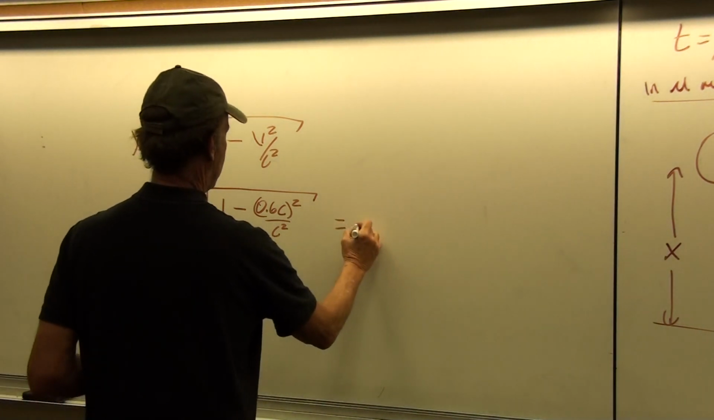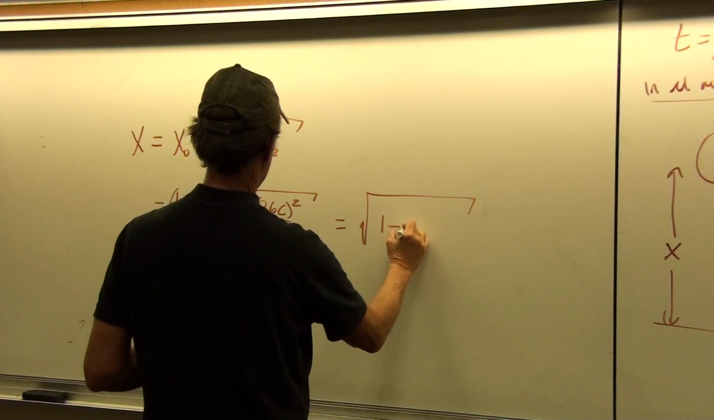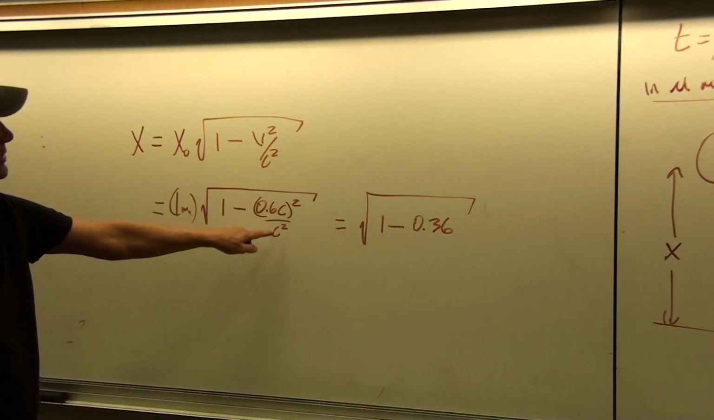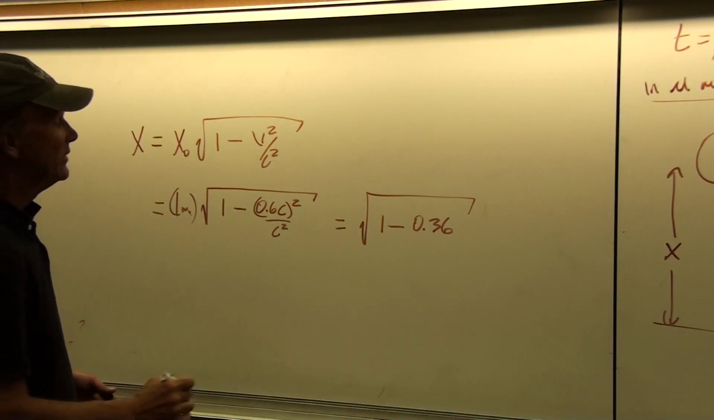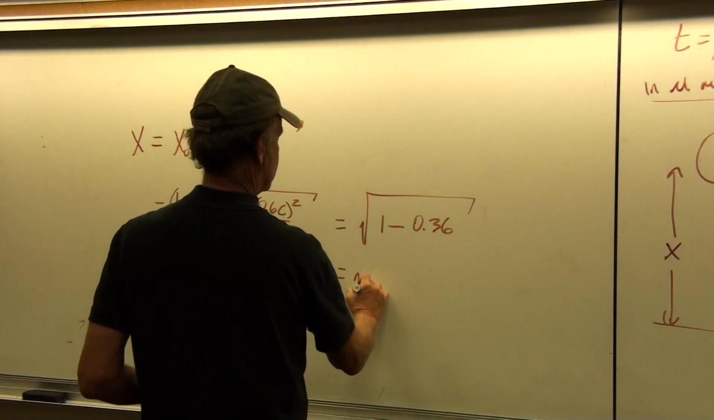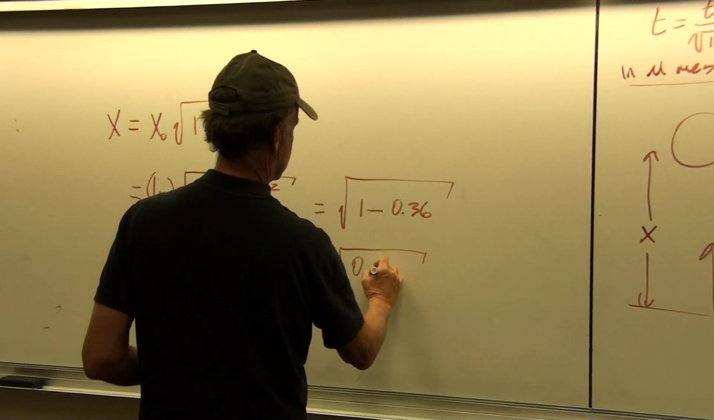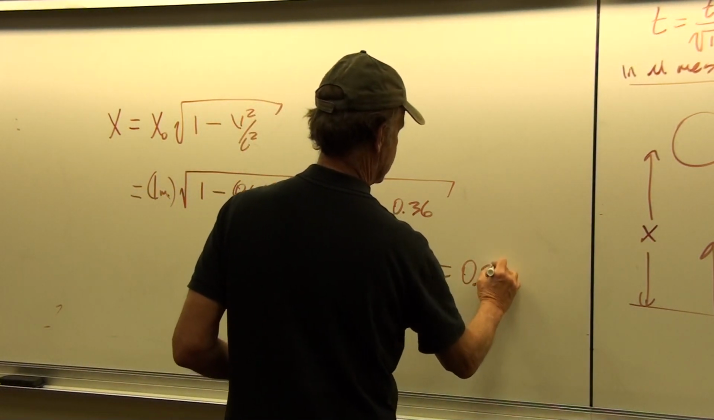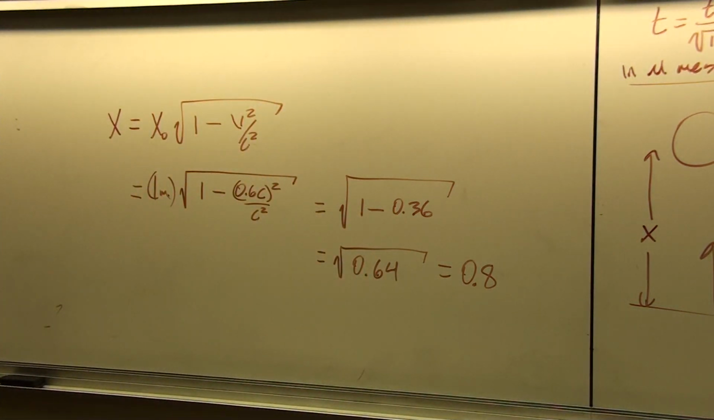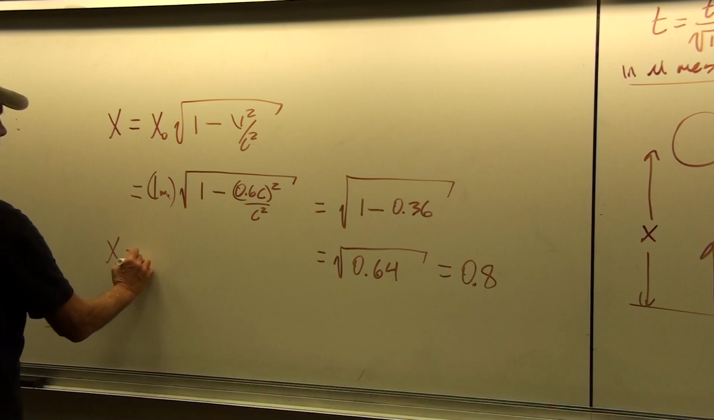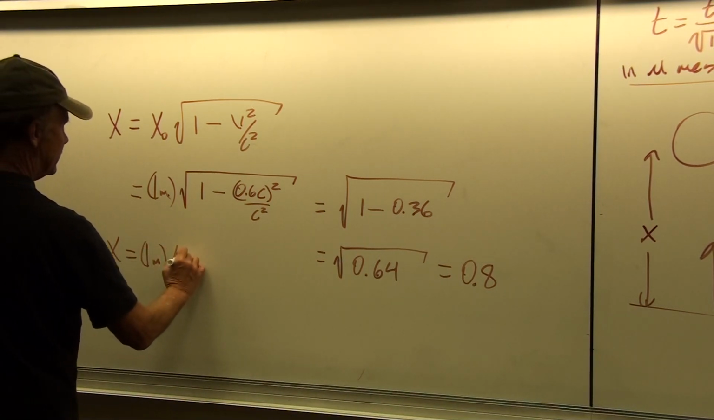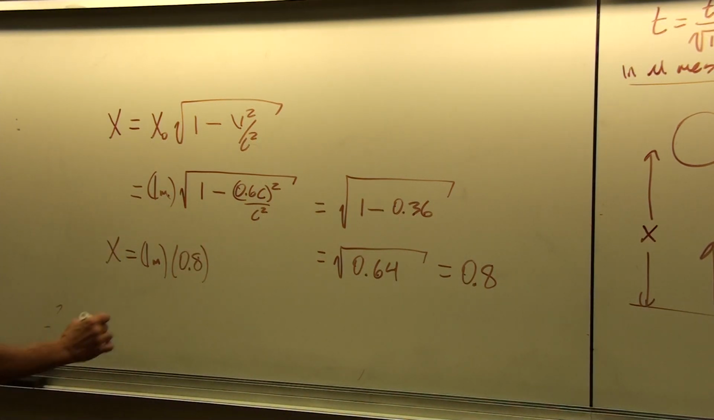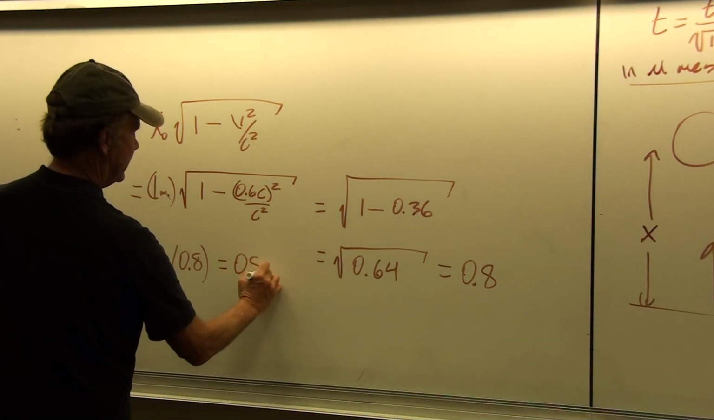Okay, and so that would be 1 times the square root of 1 minus 0.36 c squared over c squared. The c squareds cancel again. And so that would be the square root of 0.64, which is 0.8. Okay, so my square root factor in this case is 0.8, and so therefore x is equal to 1 meter times, it's been contracted by 20%, so 0.8 is my correction factor, and so therefore the answer is 0.8 meters.